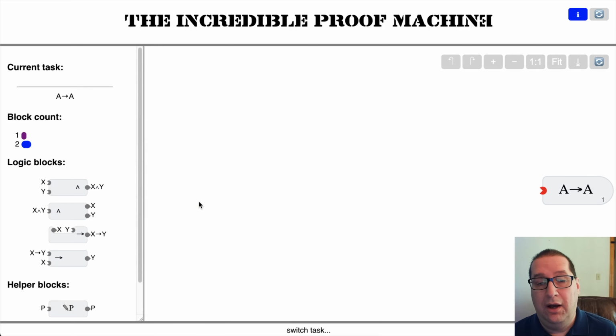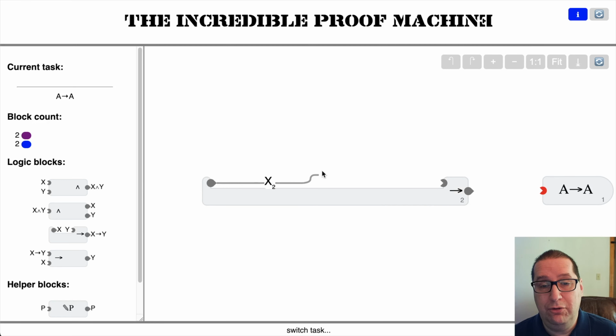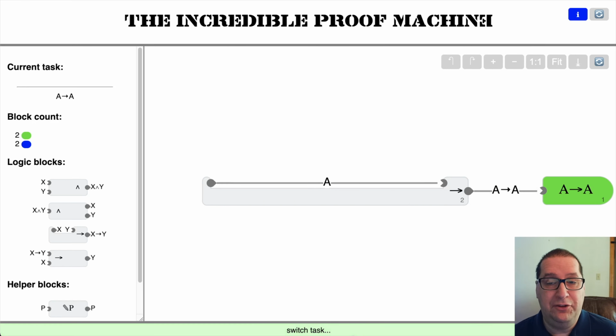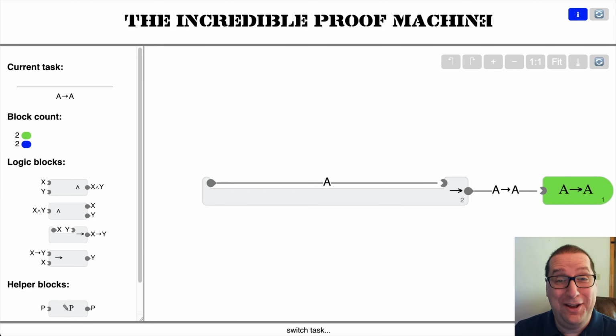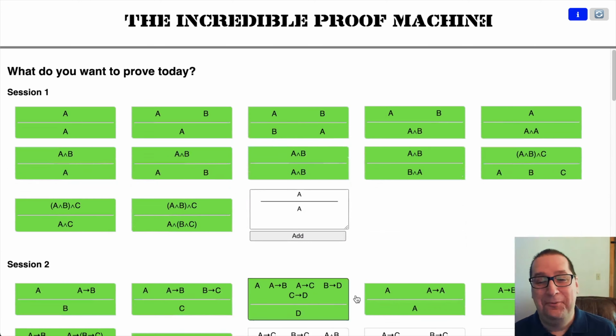Okay, given nothing, prove that A implies A. Oh, Ayn Rand would be proud. This one is clever. We take an implication introduction rule. We assume A, and if we assume it, we get to just introduce A equals A. Excuse me, now I'm doing it. A implies A. All right.